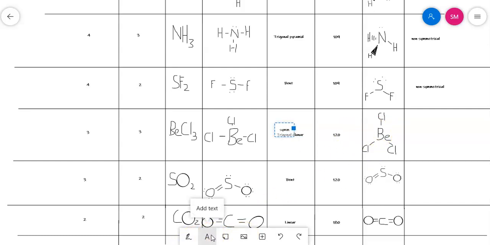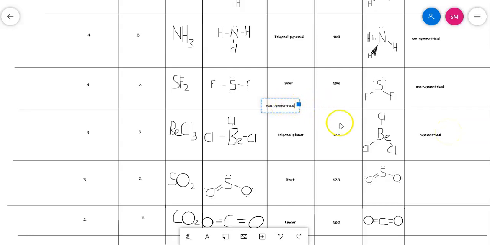So trigonal planars, if they've got the same atoms around the outside, that would be symmetrical. This one here, this is bent. This is the same shape as what we had here. So we don't need to go over this. This is non-symmetrical as well.